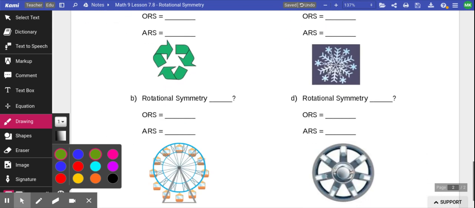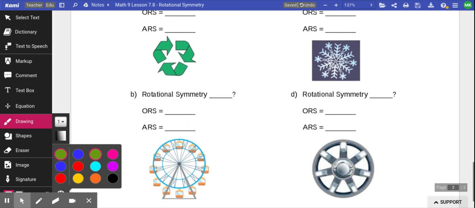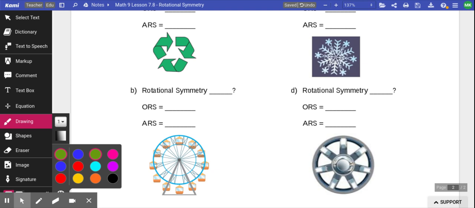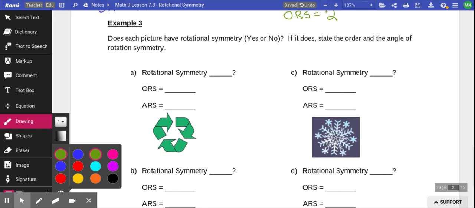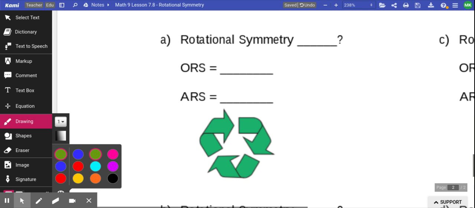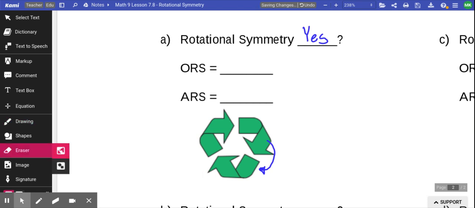Awesome. We got a few pictures down here. I'll do the first one, A with you and B with you, and then you can try it on your own. So if we look at A, the first question is, does this thing have rotational symmetry? Could I rotate that and it still looks the exact same? And the answer would be yes. I could rotate this so that this arrow is in this spot. This arrow looks identical. It would be in this spot. This arrow looks identical. It would be in this spot. So yes, I could rotate that thing.